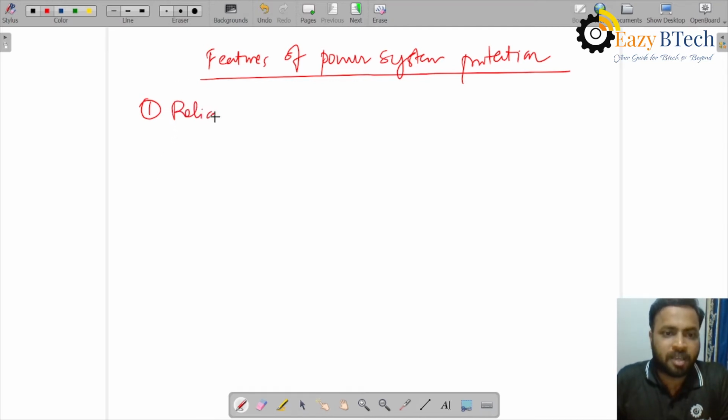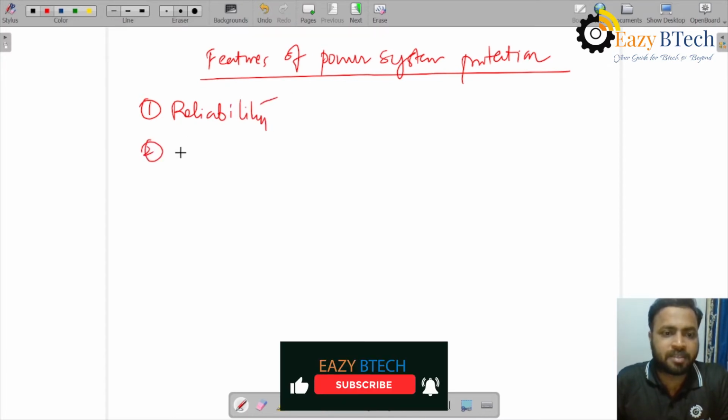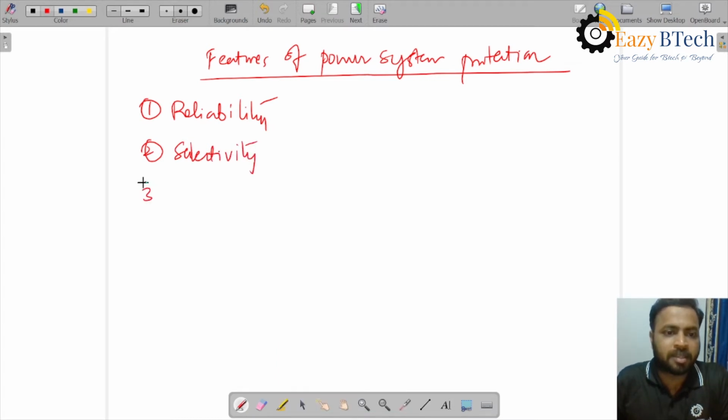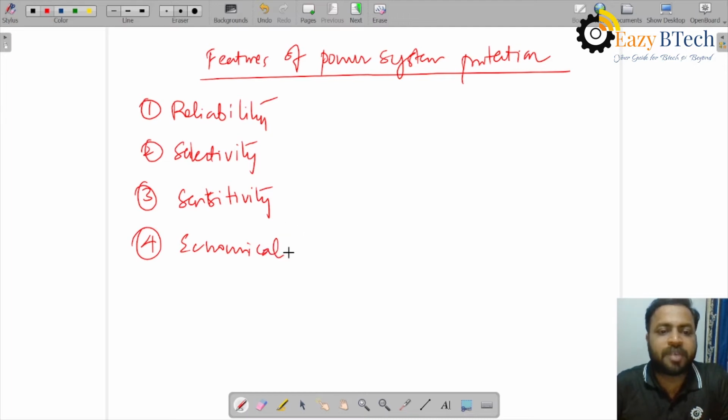First one is reliability. Second one is selectivity. Third one is sensitivity. And fourth one is economical, so the devices should be of low cost. These are the desired features that the power system protection should exhibit. I will explain each one of them. Let us start with reliability.